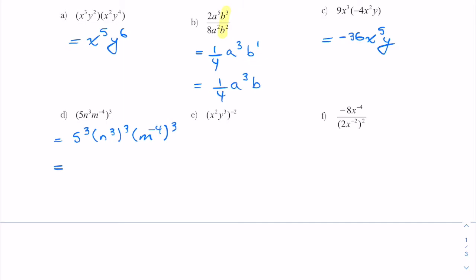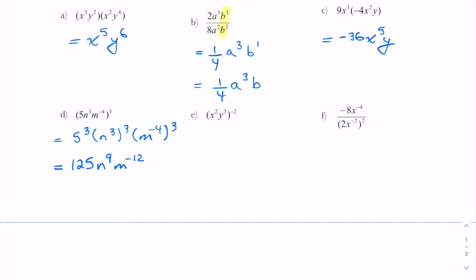All right, 5 to the exponent 3, that doesn't mean 5 times 3, that's 5 times 5 times 5, 3 times, for a total of 125. Then we apply our power rules. N to the exponent 3 to the exponent 3, that's the power of a power rule, so we multiply the exponents, and we do the same thing for m. You'll notice we have m to the exponent of negative 12.